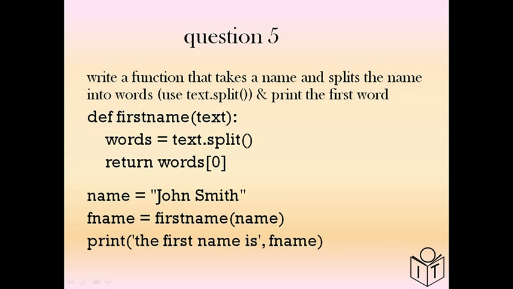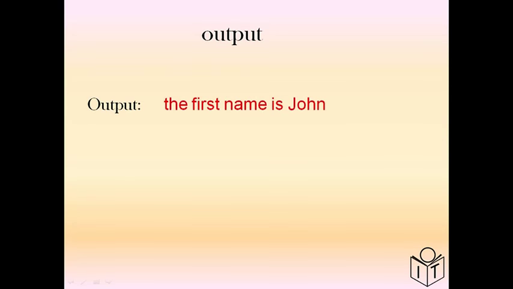So words will be a list, and the first element of the list is going to be the first name in our example. So we can return word 0. So word 0 is the first element in the list. So we return that, and fname is going to equal that value. So then we can print the first name is, and in this case it's going to be John. So that was question 5. So the output would be the first name is John.